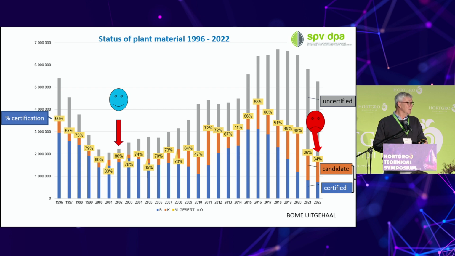One of the challenges we have, as you saw how long it takes to bring a cultivar through, is that there's this huge turnover of cultivars. So by the time you get into the certification scheme, the next cultivar is chasing you.